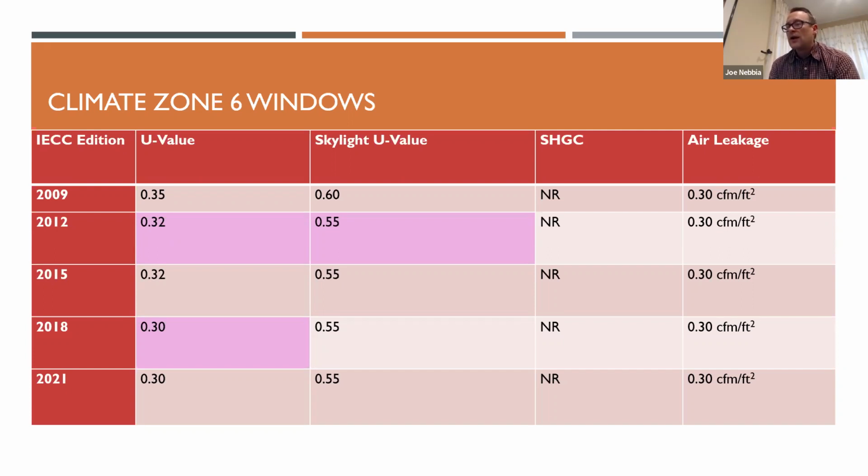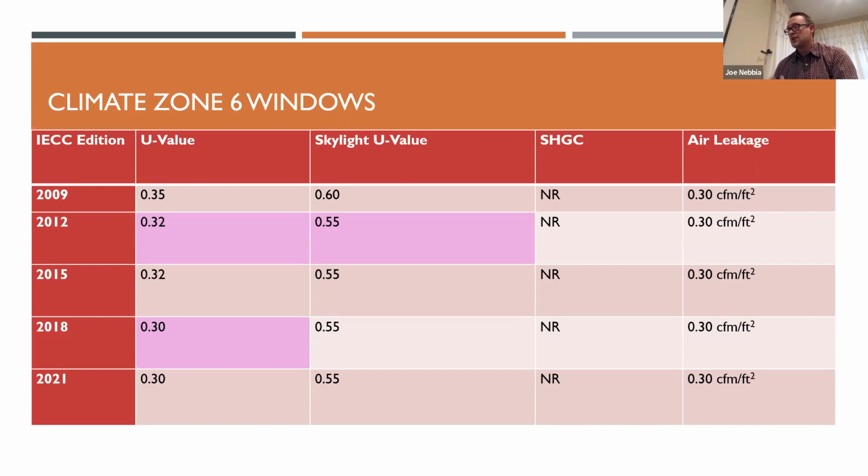And then in 2018, we saw the code move again to a 0.30, and that's where it's remained for 2021 in Climate Zone 6. So no big jump in 2021 on windows. 0.30 again is a fairly achievable window. There's definitely a lot of product out there at that level. Solar heat gain coefficient is not required in Climate Zone 6. So solar heat gain coefficient, again, is a measure of how well that window will stop radiant heat movement across the window.